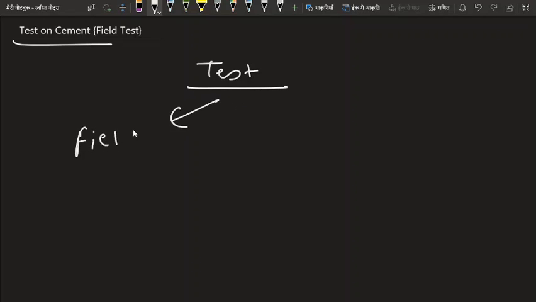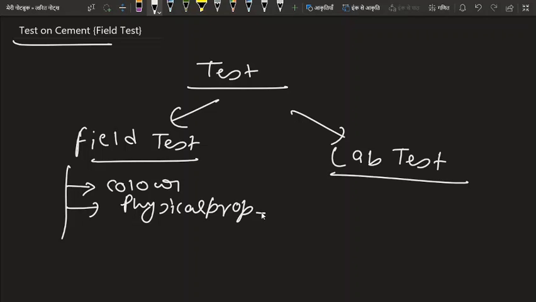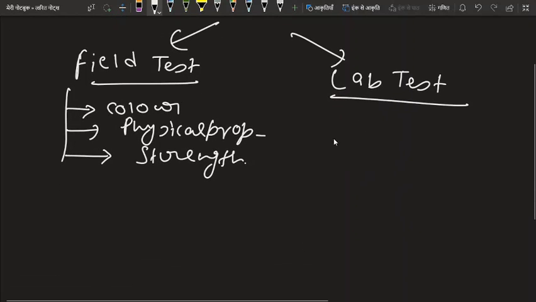One is the field test and another one is the lab test. In the field test, we do the test only on the basis of color, on the basis of physical properties of cement, and on the basis of strength of cement. And in the lab test, we do tests on the basis of physical tests and chemical tests.